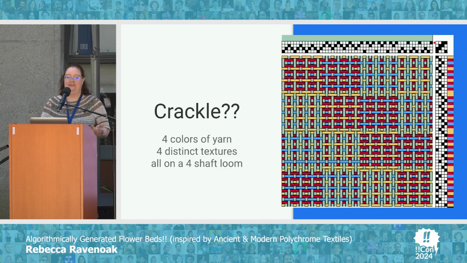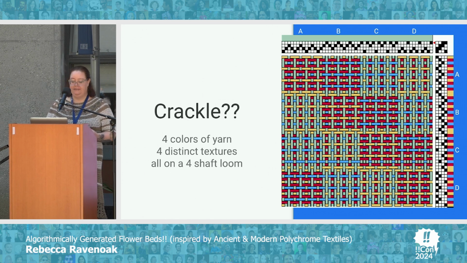So what makes Crackle special? Crackle produces 4 distinct textures where the threads are combined. Technically, it is a twill for people who know what twill is, but it doesn't really look like it because we use a lot of colors and we're obscuring the underlying fabric structure. Crackle is what weavers call a block weave, and those are the large squares that you can see in the diagram. Those are the blocks. On 4 shafts, which is a pretty simple loom, we get 4 blocks. I've labeled them A, B, C, and D.